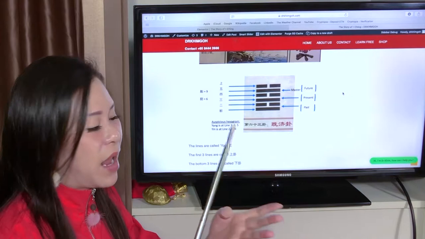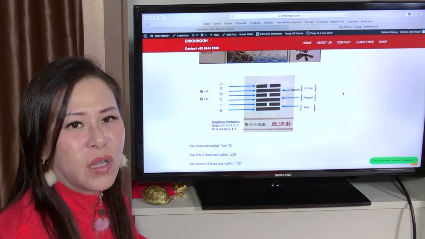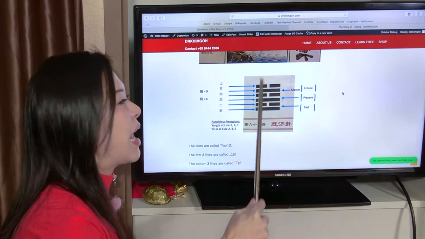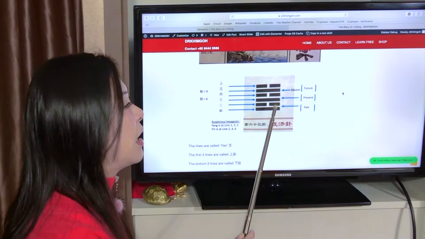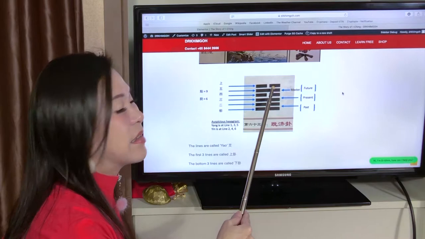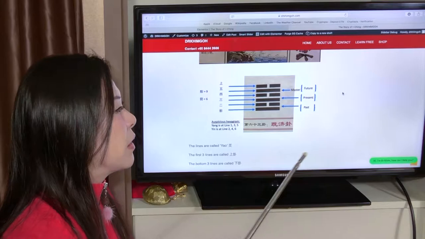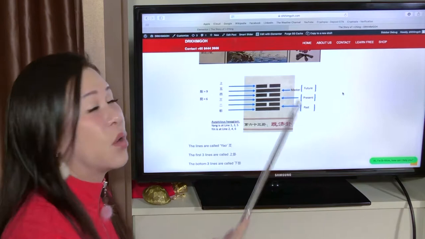So which one should you choose? In the I-Ching, we don't choose which lines, because all the lines are talking about the situation. What do I mean by this? Line 1 and line 2 talk about the past. Line 3 and line 4 talk about the present. And line 5 and line 6 are a judgment about the future. The past can also mean present, this one is the near future, and this one is what is going to happen.